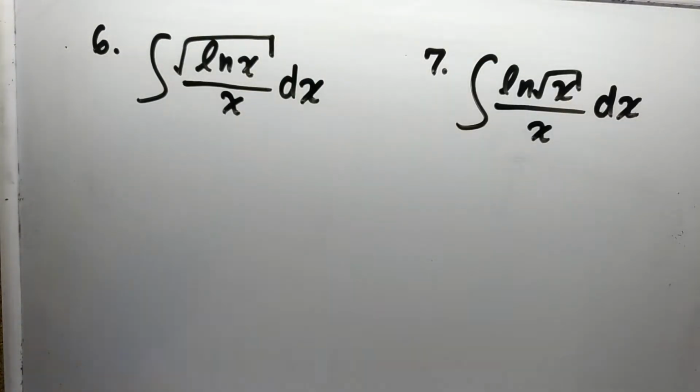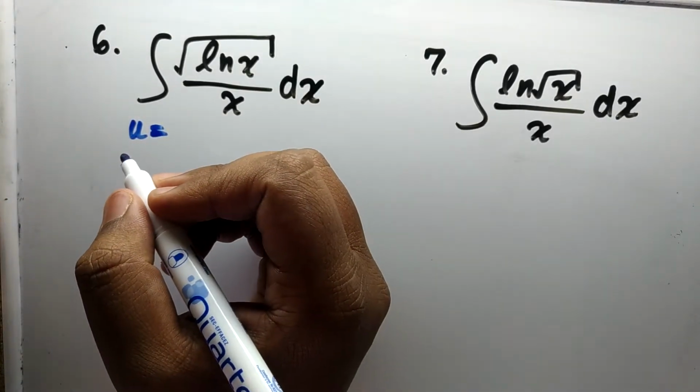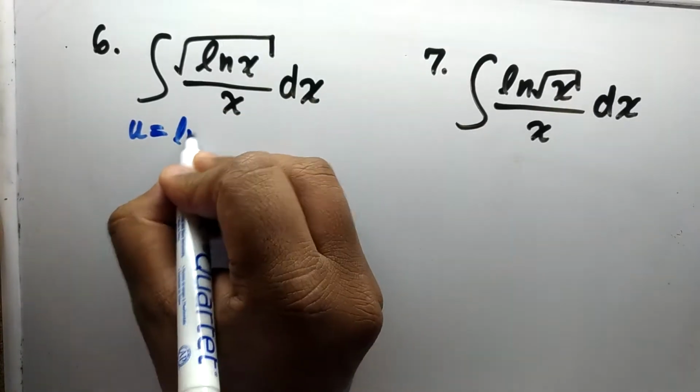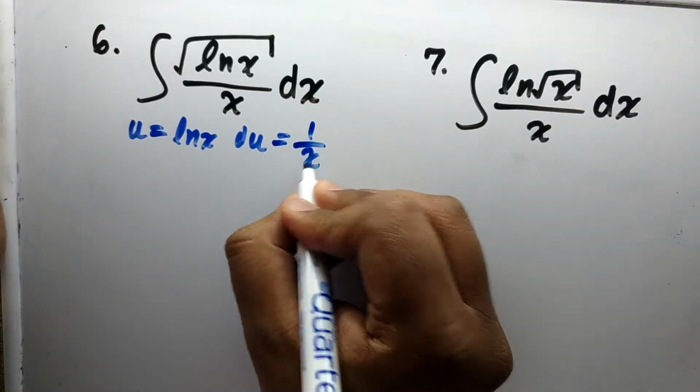So now I'd like to look at two examples that look quite similar but are actually quite different. So here I have the square root of ln x over x dx, and for this one, what you want to do, well, you can simply just let u equal ln x. And if you do that, if you differentiate ln x, if you remember, it's just 1 over x.